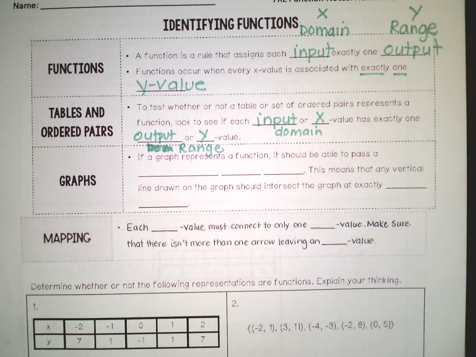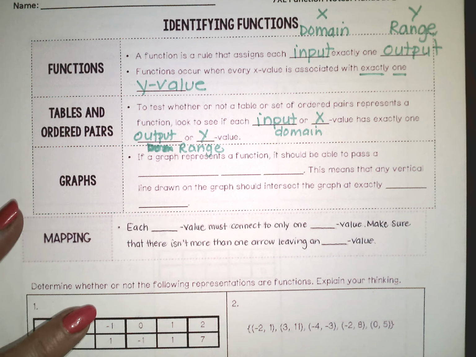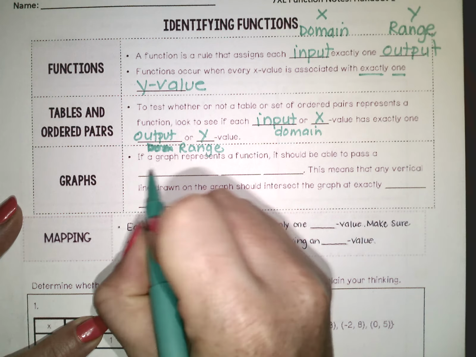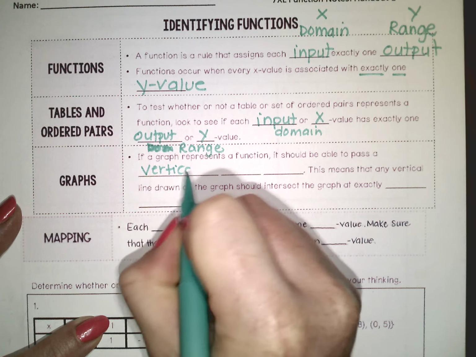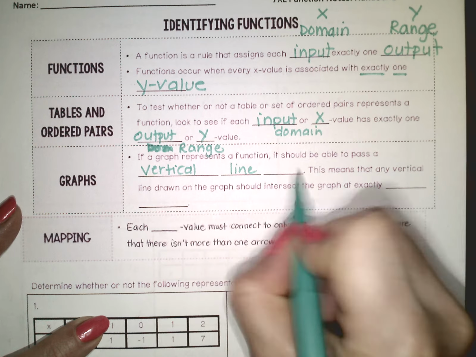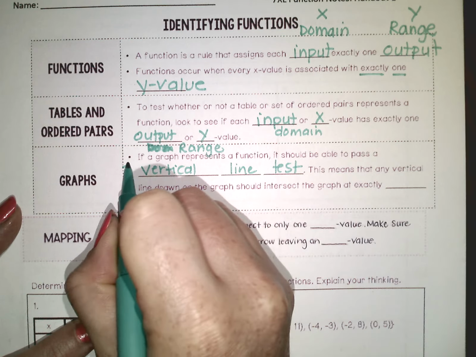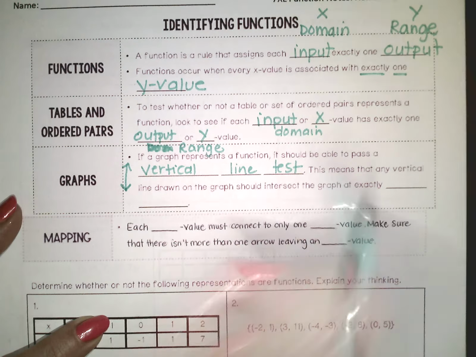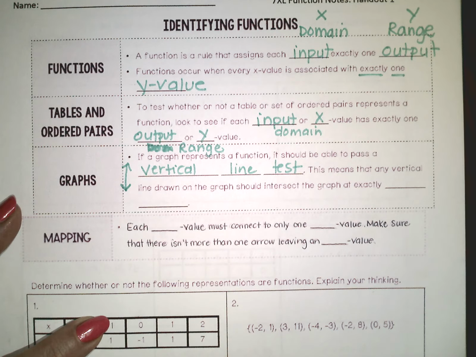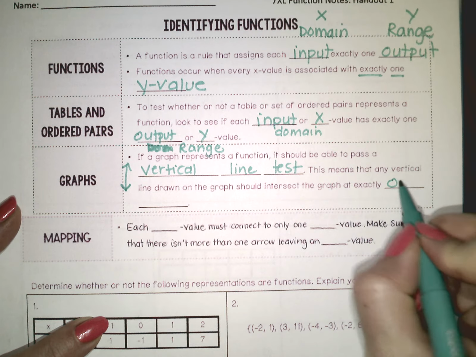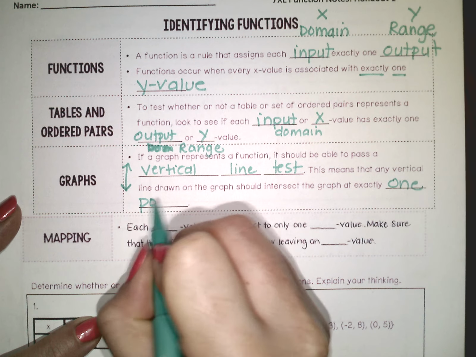So graphs, what will graphs of functions look like? If a graph represents a function, it should be able to pass something called a vertical line test. Okay, remember, think about the vertical jump. How high can you go? So vertical, up and down. This means that any vertical line drawn on a graph should intersect the graph at exactly one and only one point.